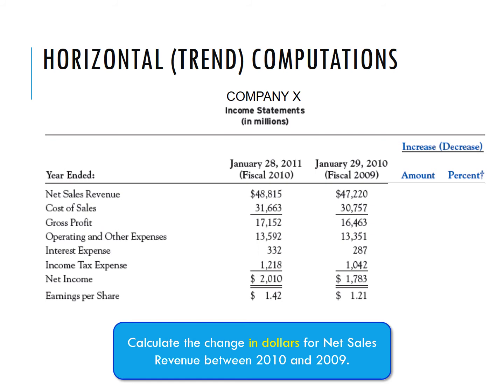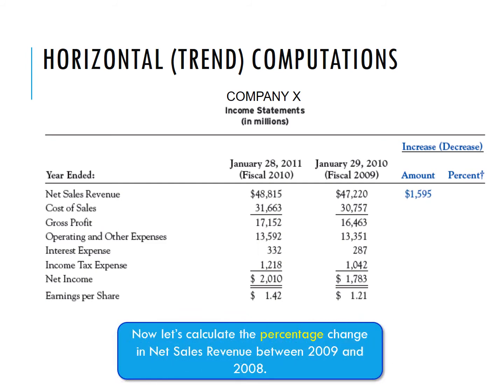Next, let's calculate the percentage of change between 2010 and 2011. You should have gotten 3.4%. Let's put all of this data in. To get to the 3.4%, you take the 48,815 minus 47,220, over 47,220, and you multiply that by 100, and that gets you to the 3.4%. I hope you're able to get to these answers.